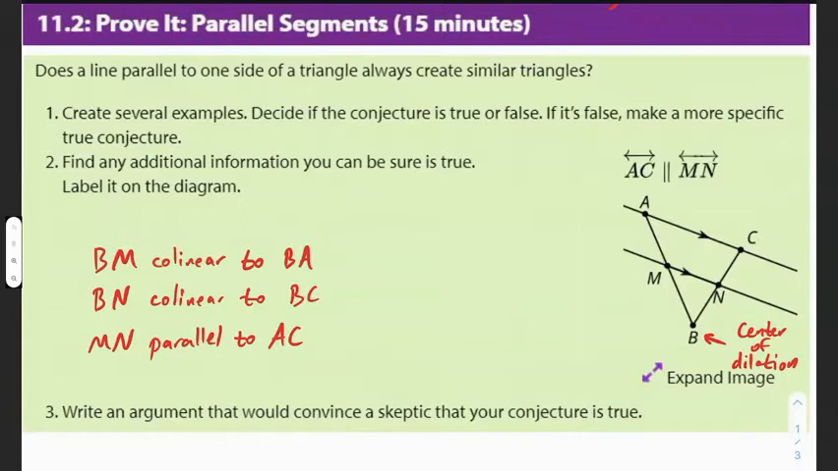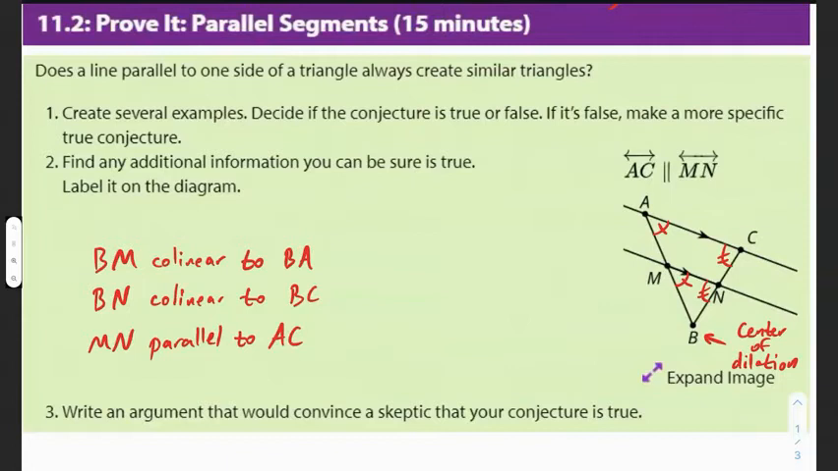Let's see. What else can we talk about? What else do you kids see? To find additional information you can be sure is true, label it in the diagram. I definitely know about these angles. These are the corresponding angles. So that's very helpful to notice, and that's what gives us angle-angle triangle similarity. So that's nice to know. Interesting. Number 3 says write an argument that would convince a skeptic that your conjecture is true.